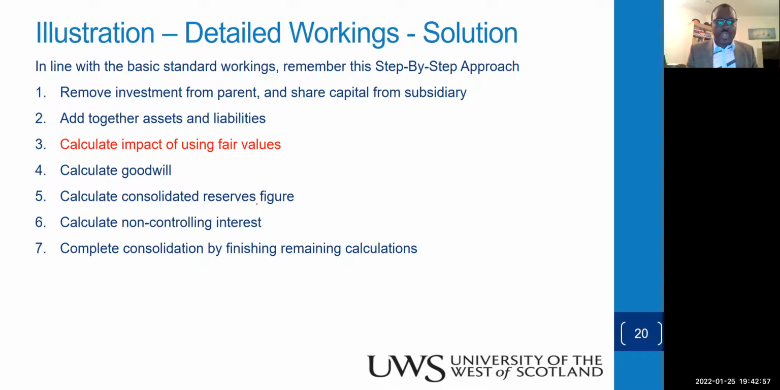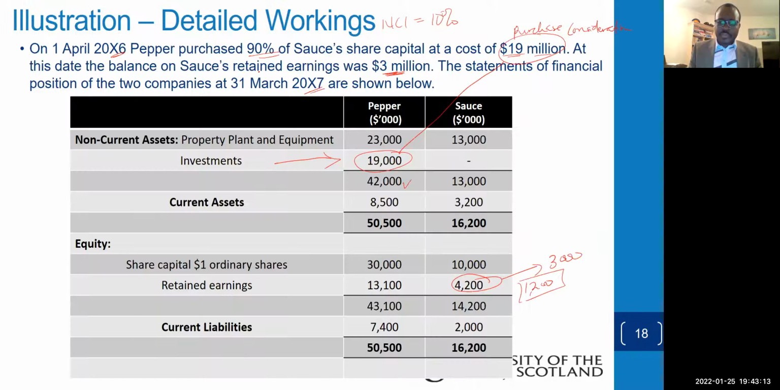In line with the basic standard workings, let us remember this step-by-step approach. Make sure you get rid of any investment from the parent and the share capital from the subsidiary. From this question, this investment, since it coincides with this 19 million, will be gotten rid of, and the share capital of the subsidiary will be gotten rid of when consolidating. That's the first step.